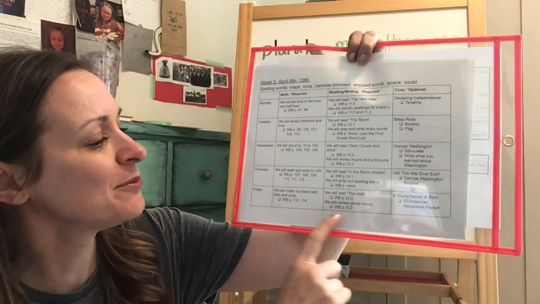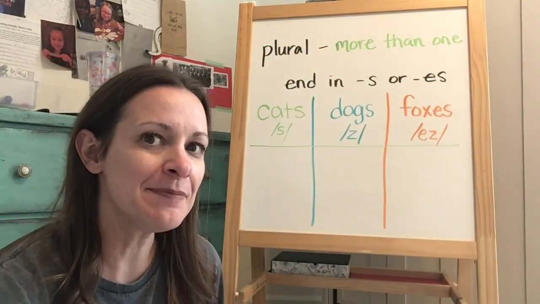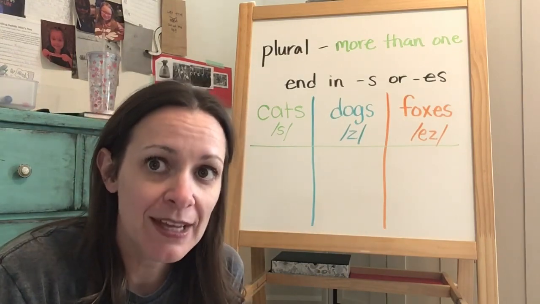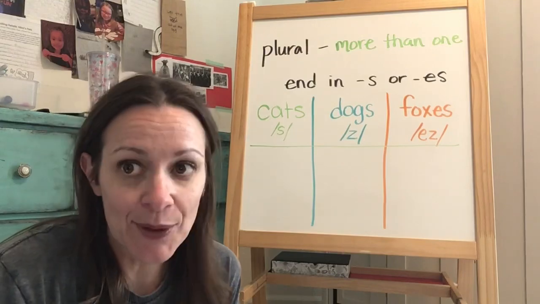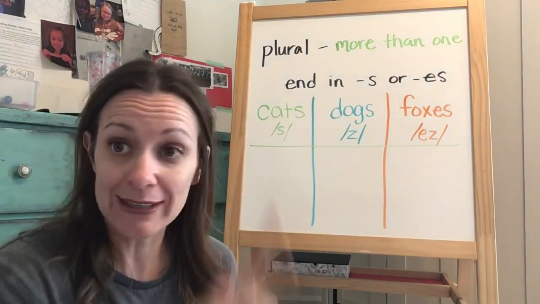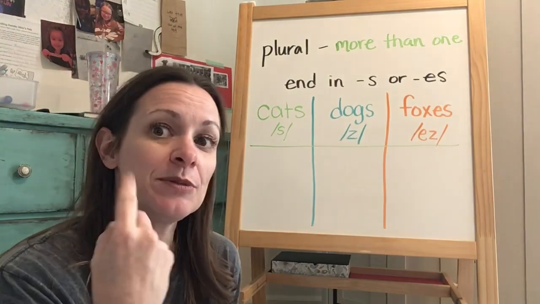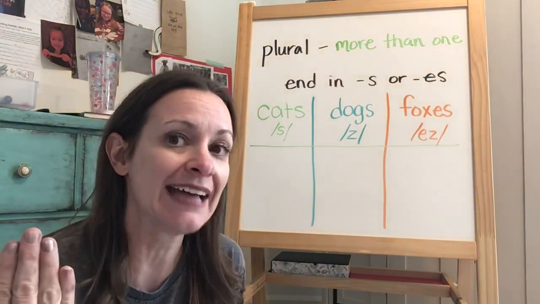Today we are working on plural nouns. So you'll remember that plural means more than one. If we have a noun, like the noun cat, we only have one cat. To make it plural, that means that we have more than one, which would be two or more cats.